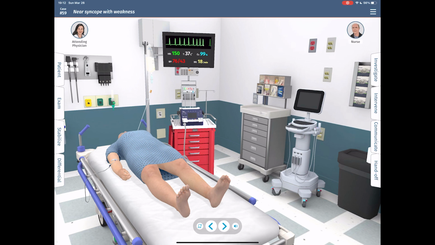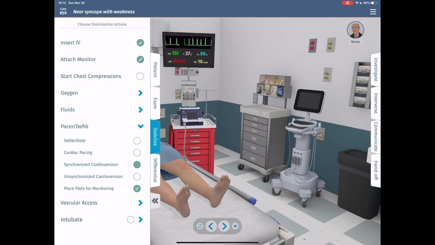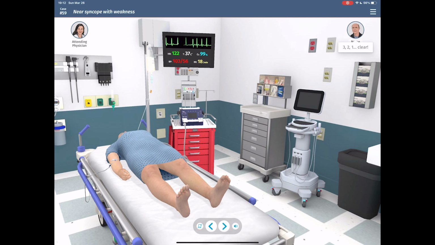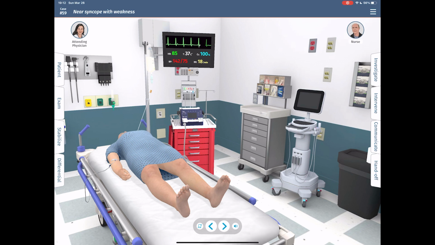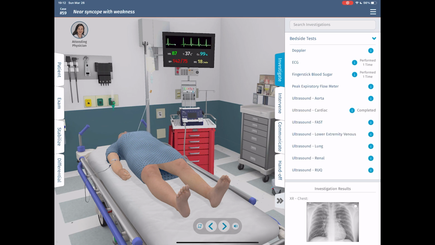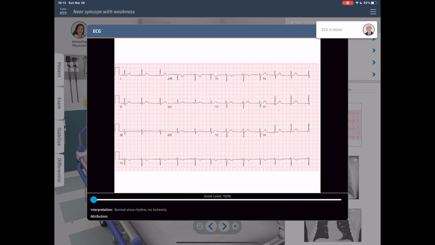Did it do it? Or did it just place the pads? It just placed the pads. So click synchronize cardioversion. It said 3, 2, 1, clear in the corner. We saw his chest move. And now his heart rate is 86. His blood pressure practically doubled, and it looks much better. We can investigate, do a test, and repeat the ECG. We'll perform that and see what he changed to. And now it says normal sinus rhythm. Okay, great. So he's doing better.